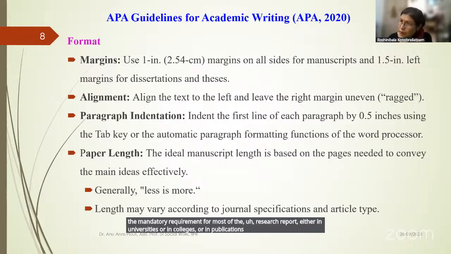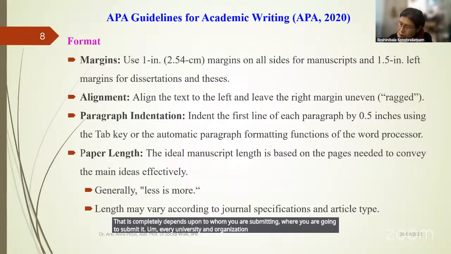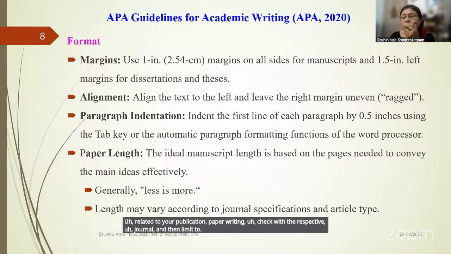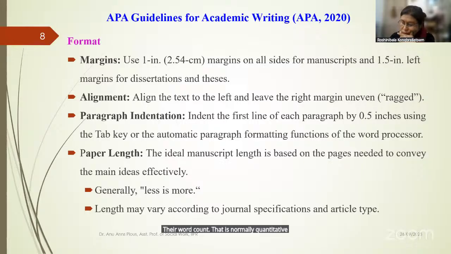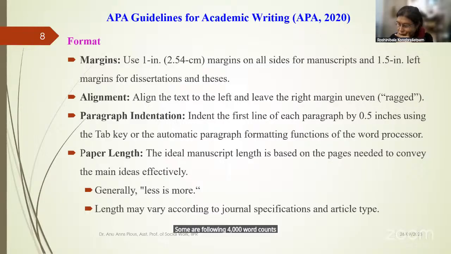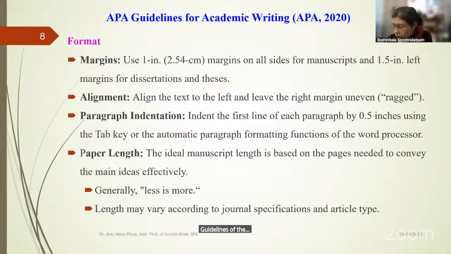publication side. Then paper length, that completely depends upon to whom you are submitting, where you are going to submit it. Every university and organization will have a required length. You have to check what the maximum or minimum page number required could be. When it's related to your publication, paper writing, check with the respective journal and then limit to their word count. Normally, for quantitative studies, some journals start with 3,000. Some follow 4,000 word counts. Some are 6,000. Some may go with 9,000. That is normally with a qualitative research report. So you have to check the guidelines of the journal and then write your paper.